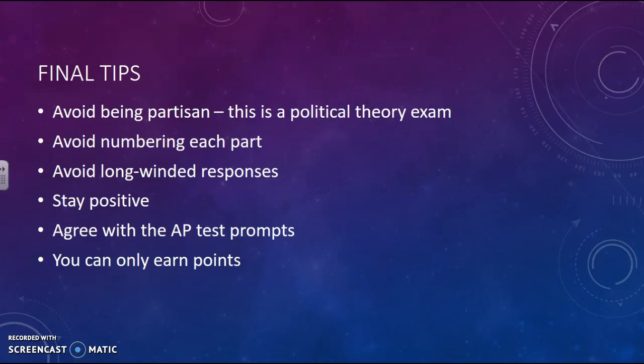Nobody likes a negative Nelly, if you will. And of course, you want to agree with the AP test prompts because they are the ones writing it. Don't try to negate it because otherwise you probably won't be getting any points. The final tip here is that you can only earn points on the AP Gov exam. If you put, for example, for identify a linkage institution, a school, which is not an example, but then you also put elections as an example of a linkage institution, so you put two, you only get credit for the election part. You do not lose any points for putting schools down as a linkage institution. So keep that in mind.